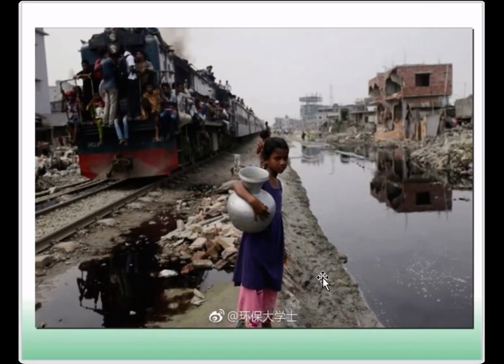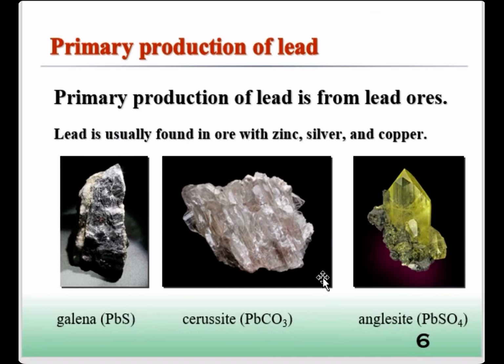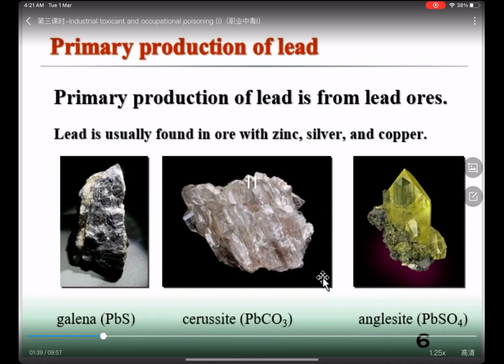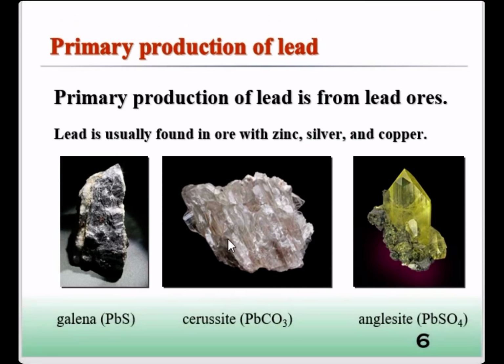And later we found that lead has a wide distribution. You can find it in our daily life. Lead is usually found in ore with zinc, silver, and copper. So you will see these different stones. They all have lead. So the primary production of lead is from lead ores. So lead mining is dangerous for the workers.